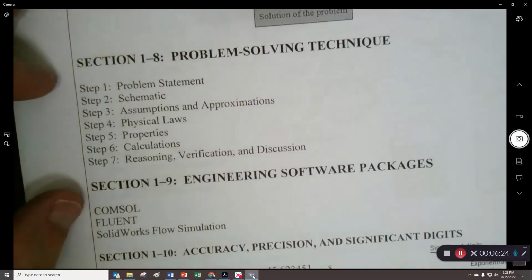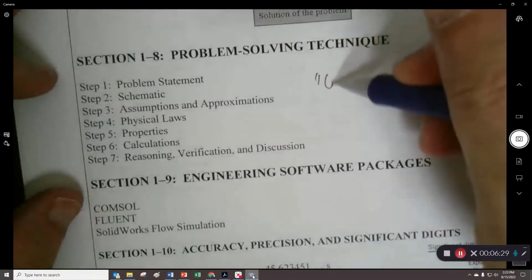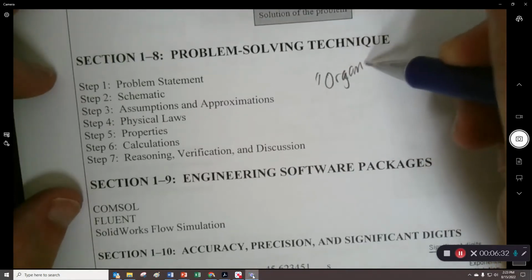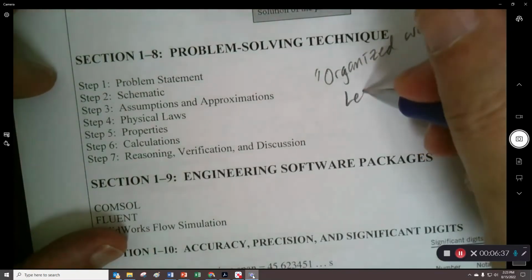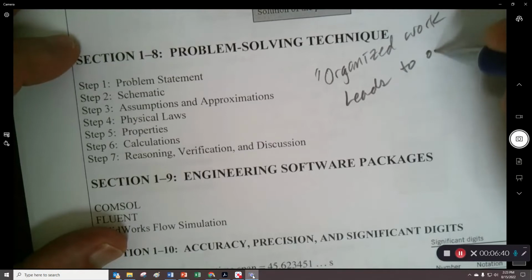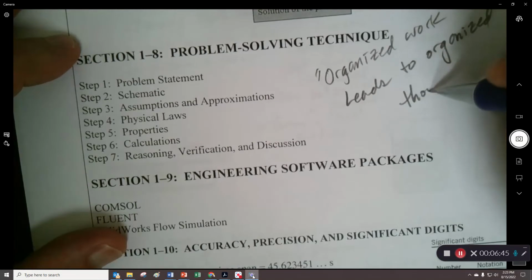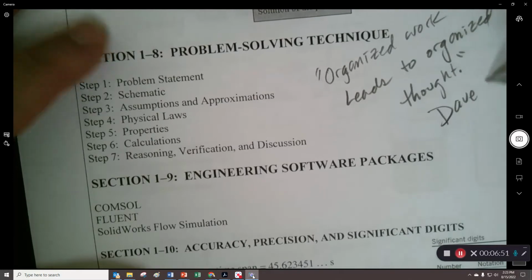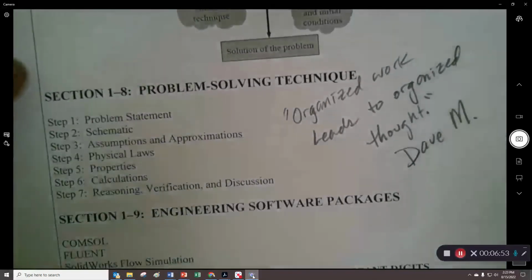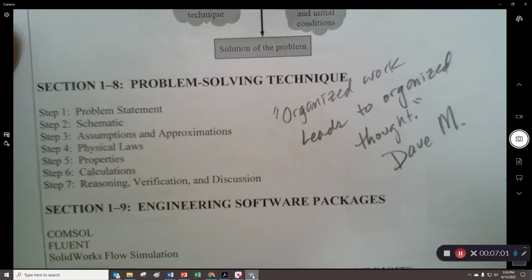Anyway, I sat through his mechanics and materials class, and he said what I thought was very profound: organized work leads to organized thought. And I think that's really important. If you're confused by a problem, being organized can really help you tame the chaos that's going on in your head and get to a solution.